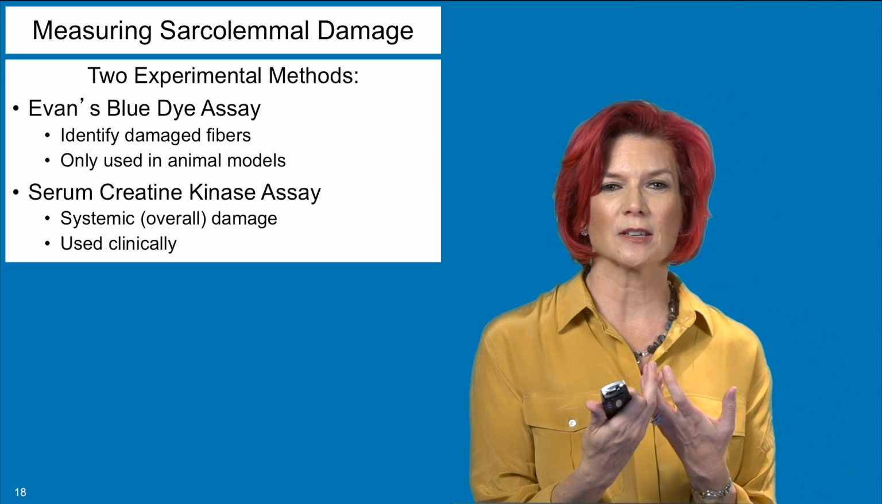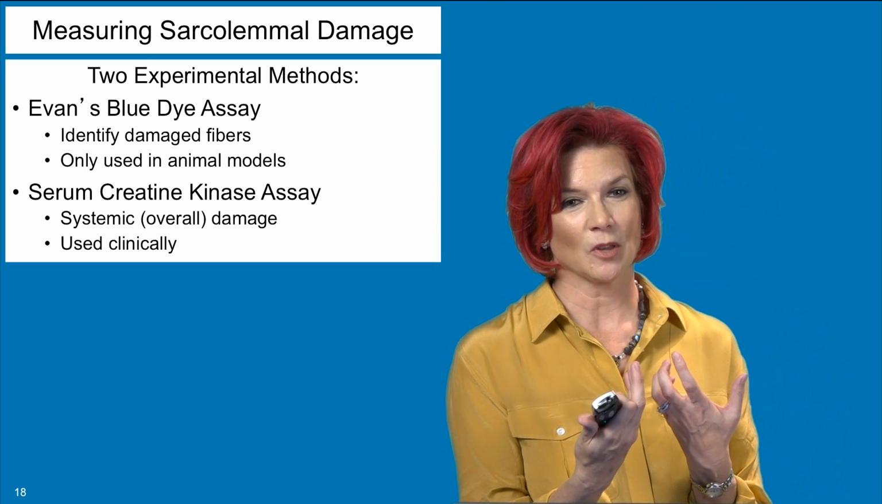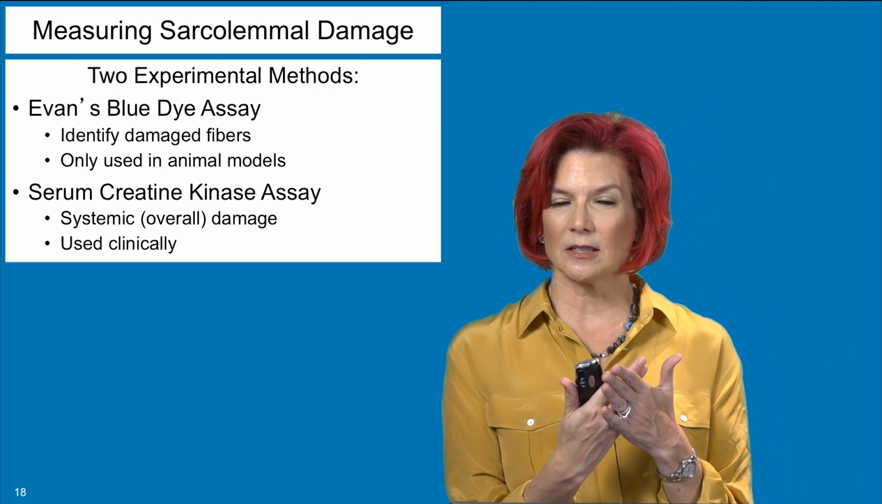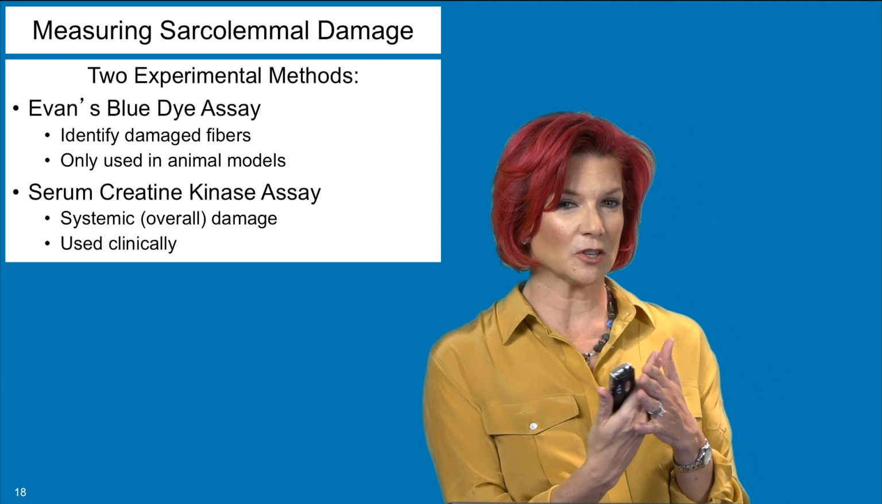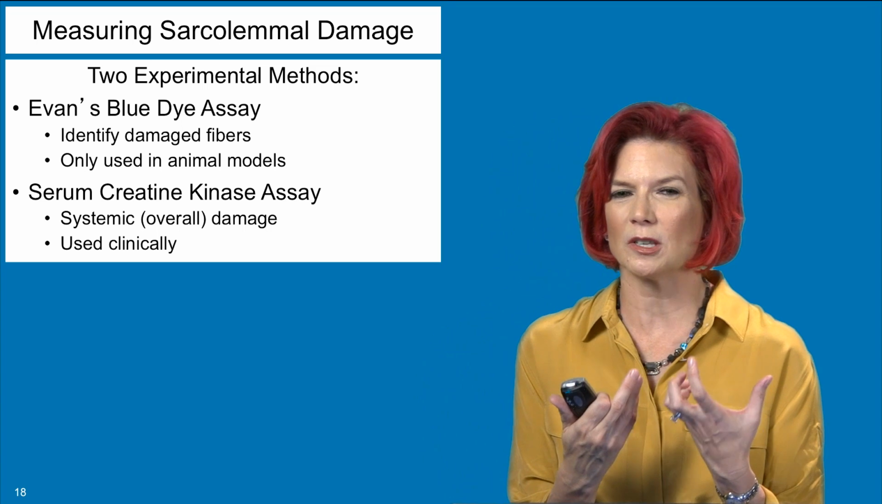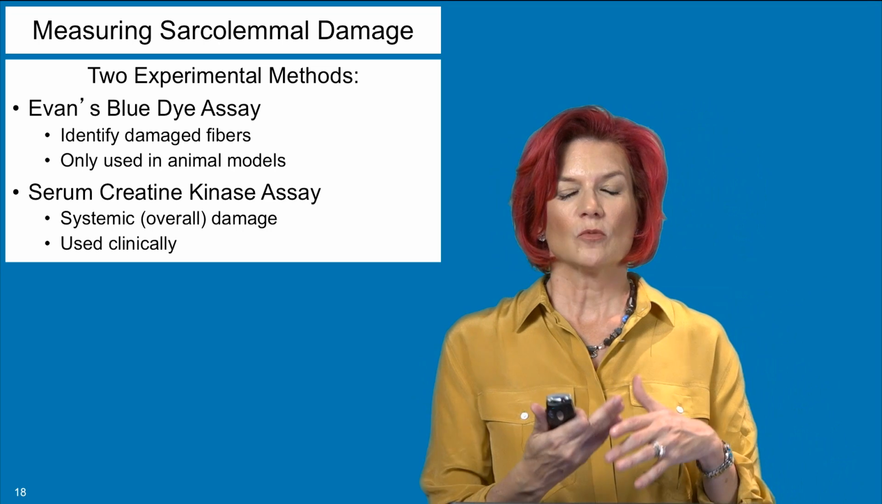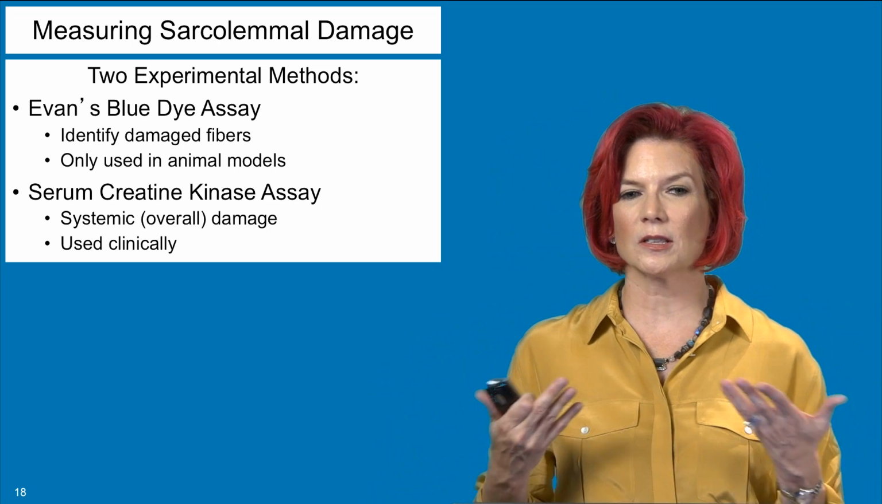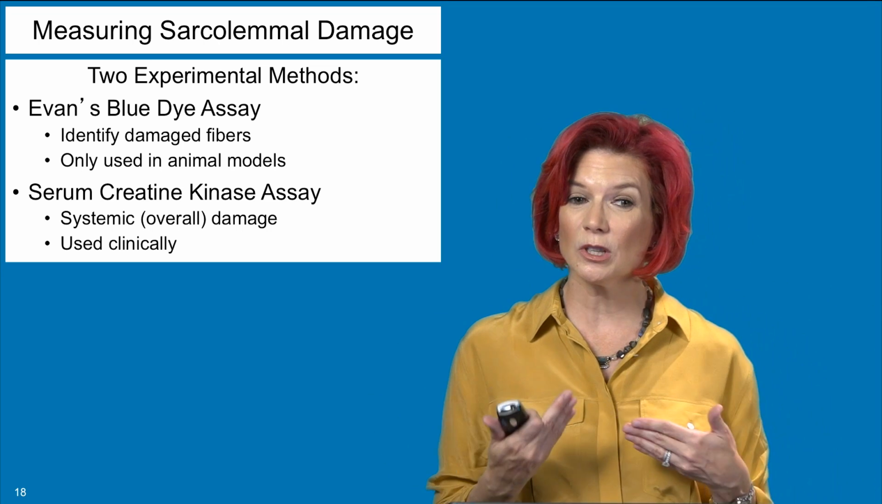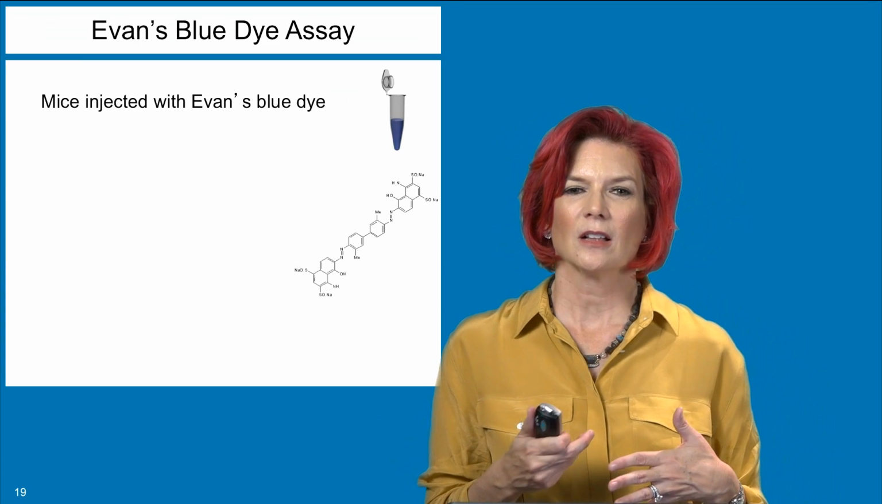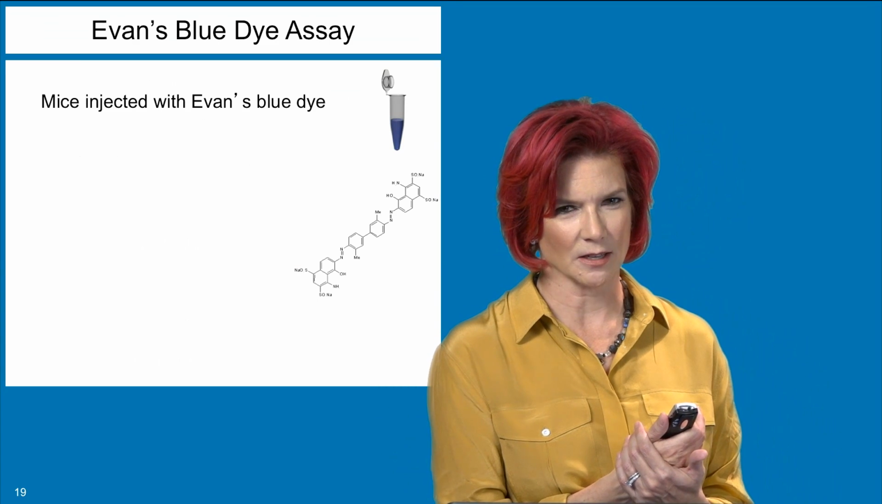And there are 2 basic experimental approaches to do that. One is the Evans blue dye assay. The Evans blue dye assay allows us to identify damaged fibers, and it's really only used in animal models, whereas the serum creatine kinase assay reveals to us the overall systemic level of damage and is really used clinically as well as in animal models. So let's take a look at the Evans blue dye assay.